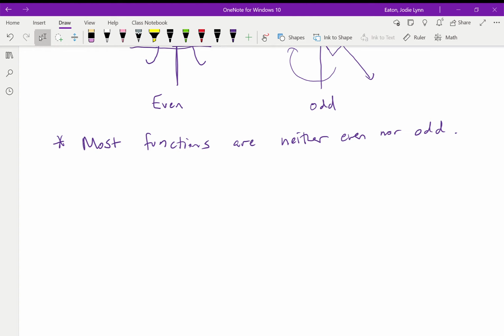Okay, let's look at a couple other functions. So let's look at a couple algebraically this time. So we have f of x equals cosine x, and f of x equals tan x.